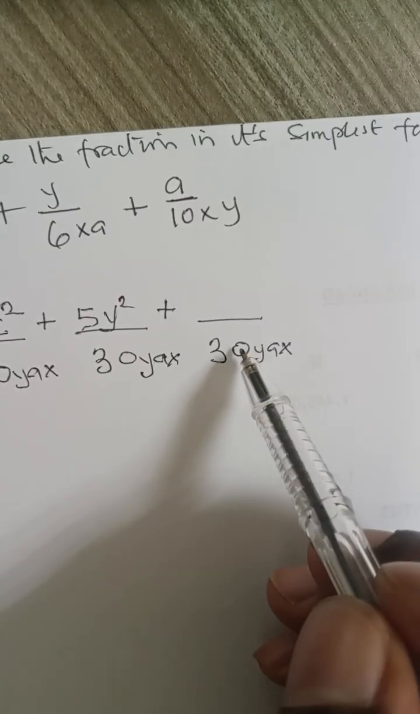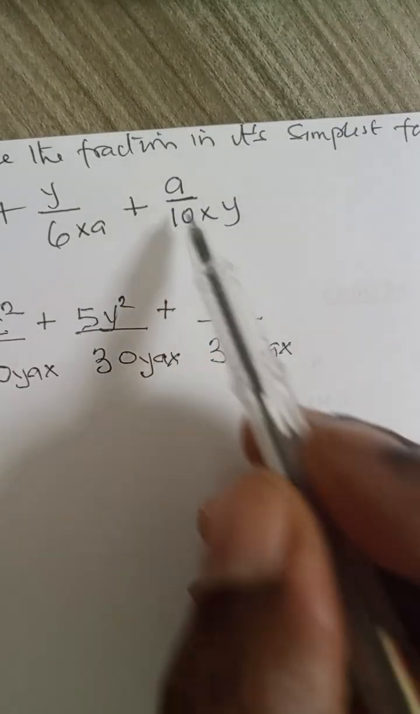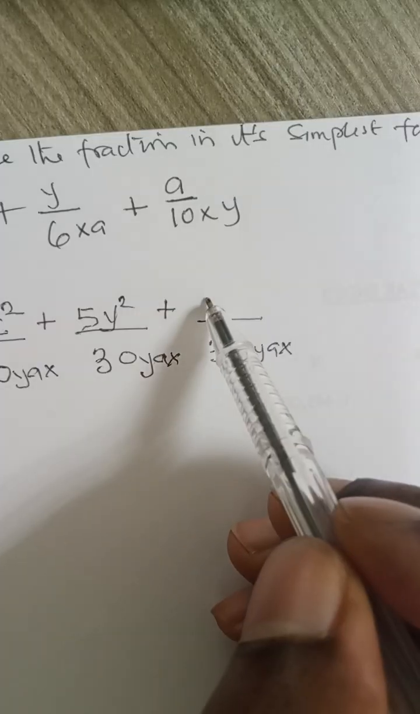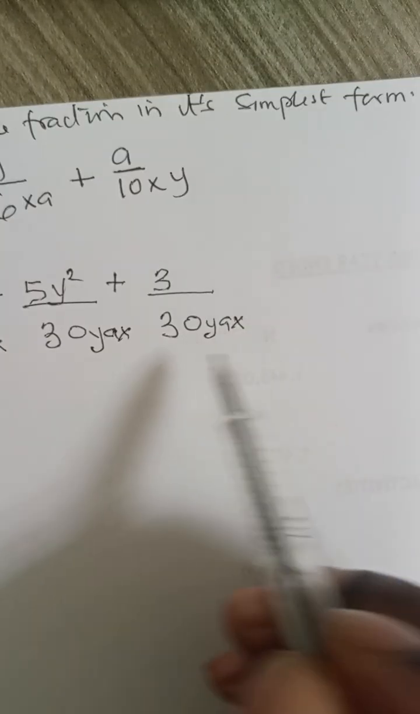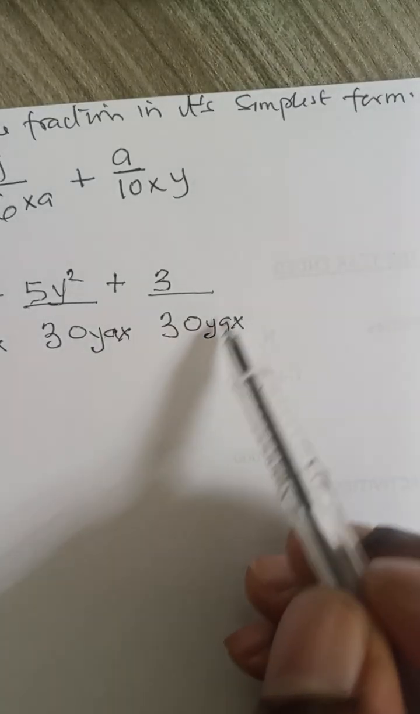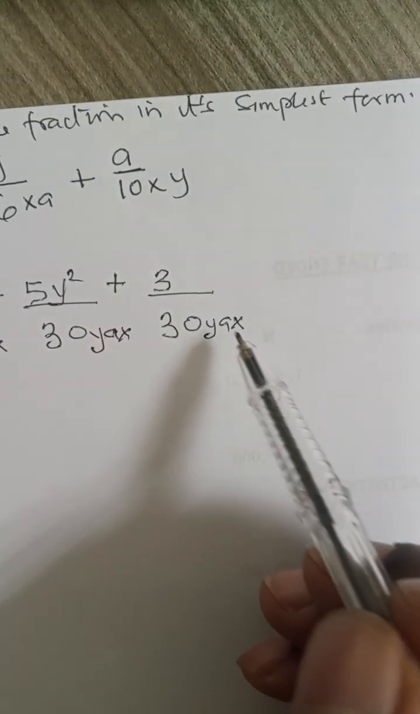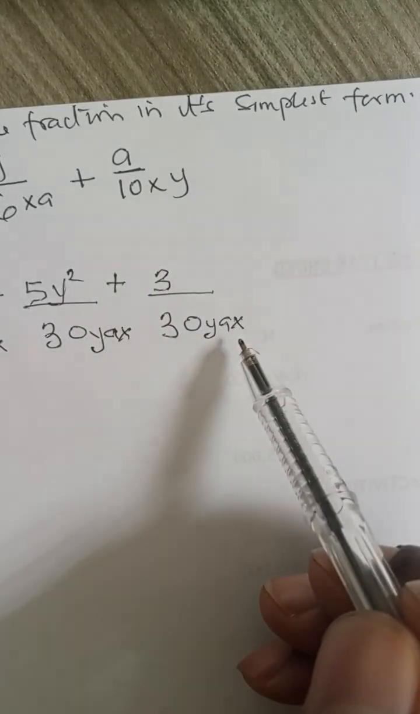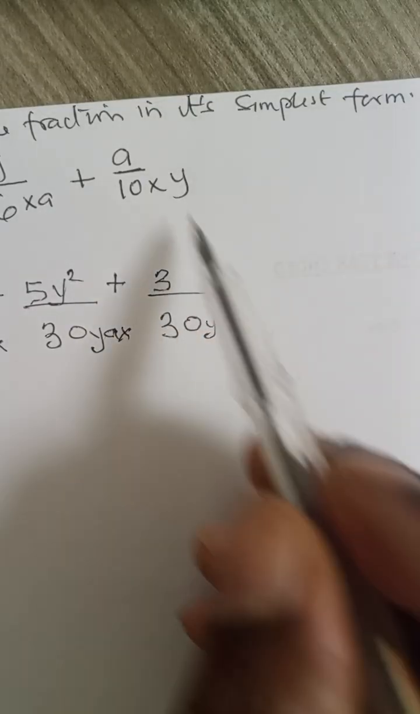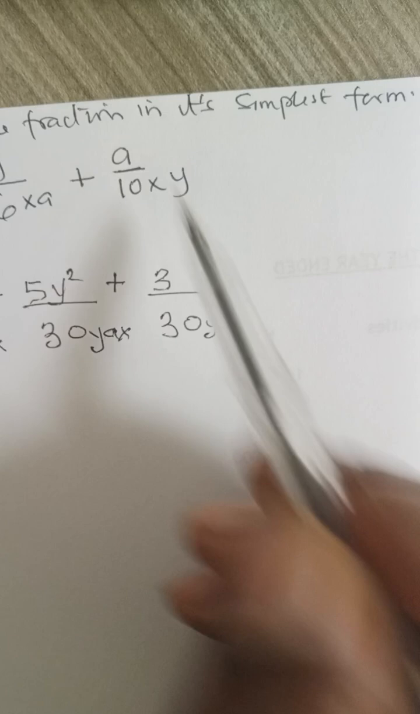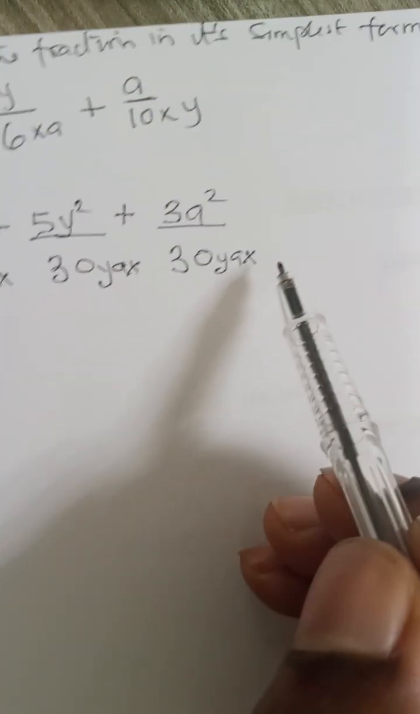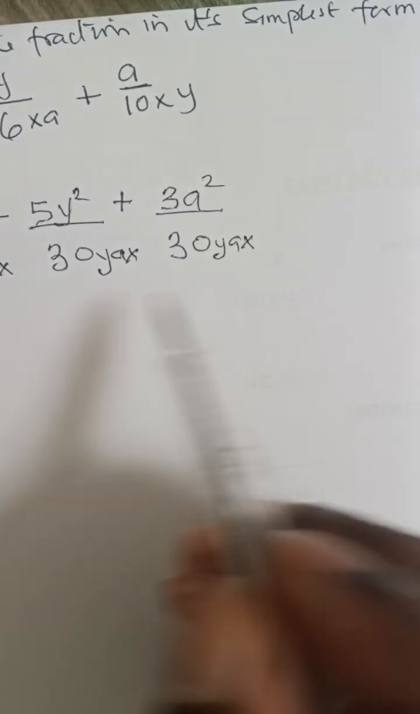Then coming over to this side, let's still go with the numbers first. 30 divided by 10 is going to give you 3. Just write down your 3. Then x cancels x, y cancels y, and then you have a. So go ahead and multiply the a with this to give you a squared. So now this is what we have.